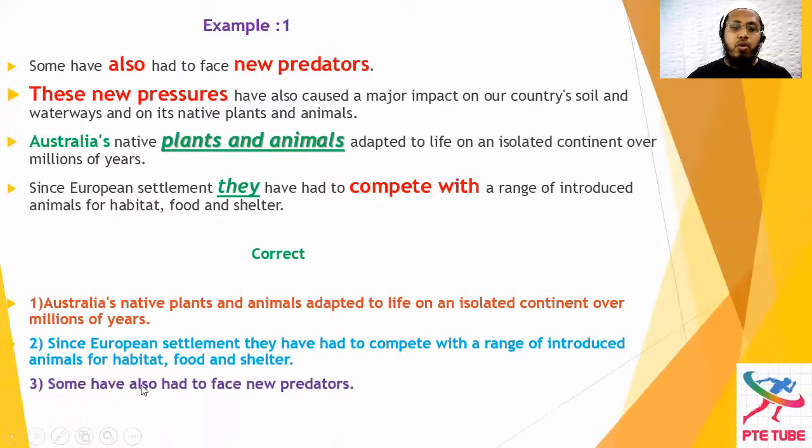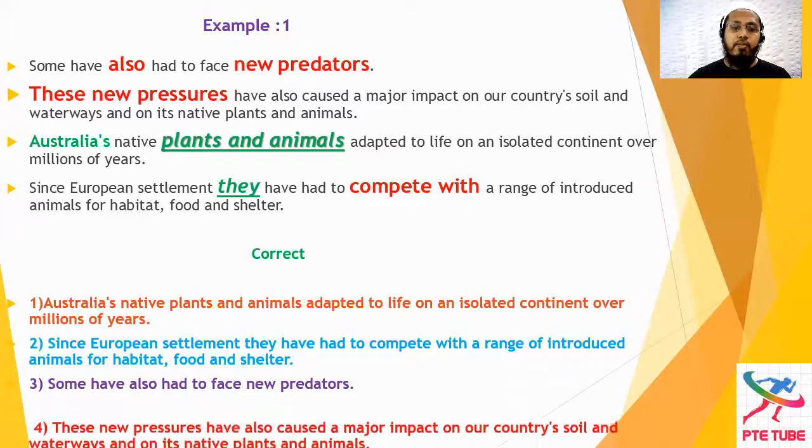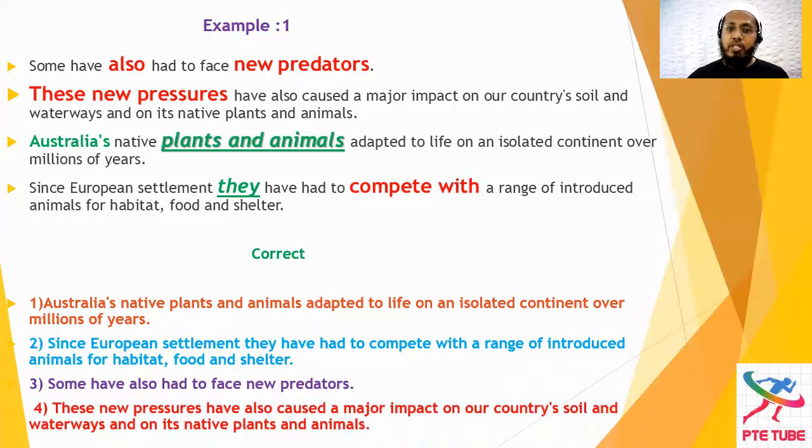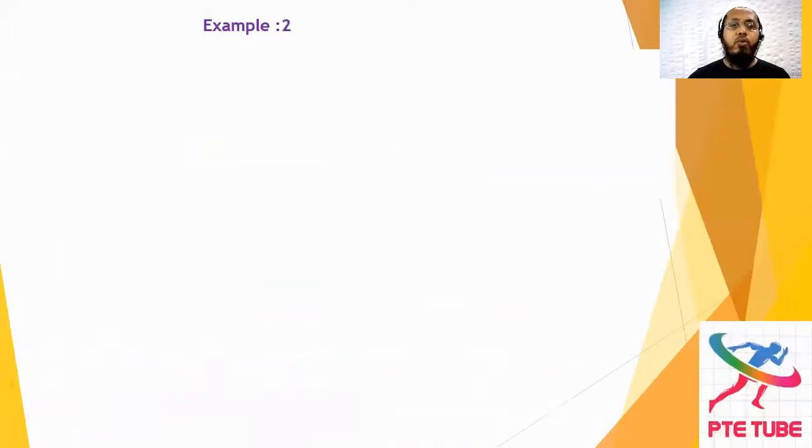And then, "some have also had to face new predators." They are suffering, they are competing for habitat, food, and shelter. And apart from this, a few of the habitats are also supposed to face new predators. Continuation of that. And then finally, "these new pressures", it is not pressure, it is pressures. What are those pressures? These things sum together: habitat, food, shelter, predators, all together. Got it? This is how we figure out and take care of things. Once you find the independent sentence, finding the next sentences is most of the time an easier task. We'll now move on to the next example.